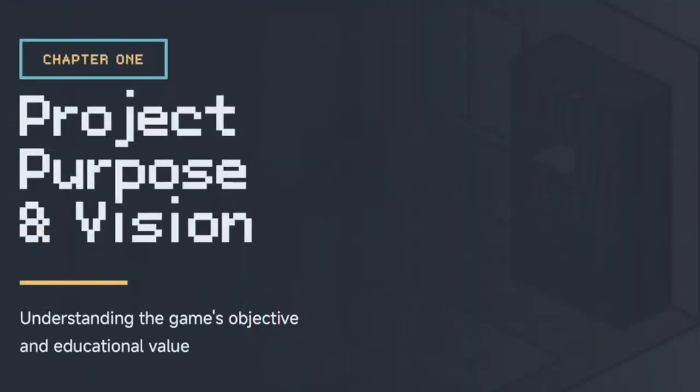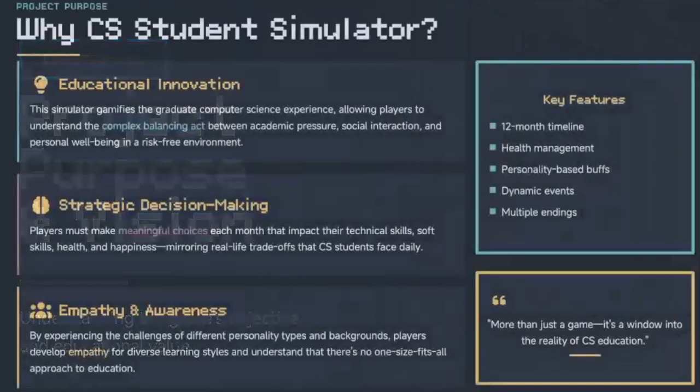Let's first talk about the purpose and the why. We built this because in real life, especially in MCIT, your success isn't about being smart. It's about the balance. You need technical skills, but you also need soft skills. You need health, you also need happiness. And in reality, you just can't mix all of this at the same time. Every month, you are forced to sacrifice something. So our simulator turns that pressure into a gamified decision-making experience.